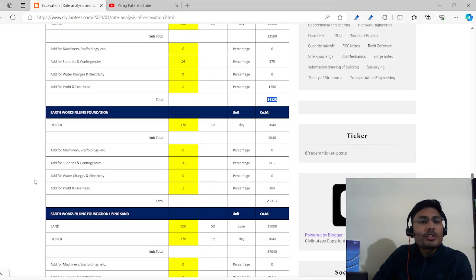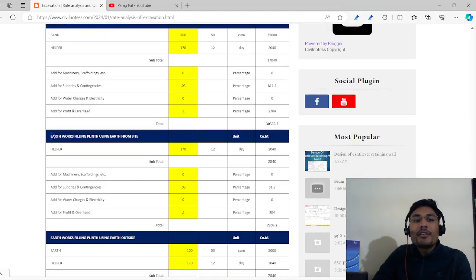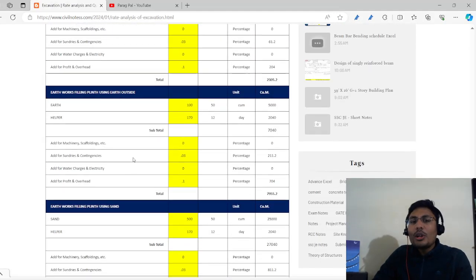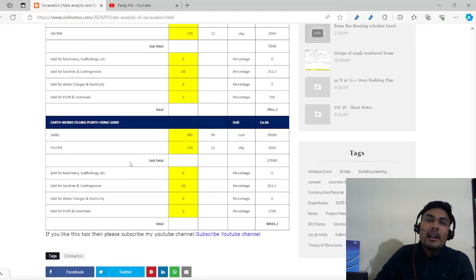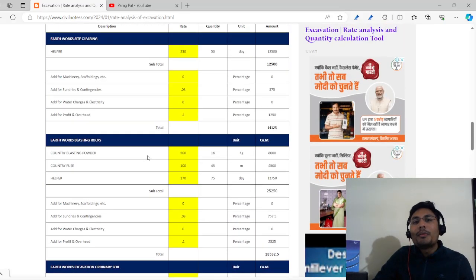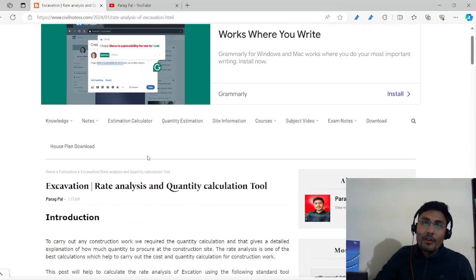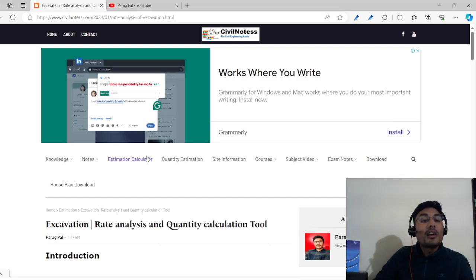Now there are a lot of things that we also need to consider, such as earthwork for filling the foundation, earthwork for filling the foundation using sand, and earthwork for the plinth using earth from the side. There are a lot of categories that I have made in this application, which will help you get the best output from this. I hope this video will help you get lots of civil engineering information related to earthwork quantity and earthwork cost calculations.